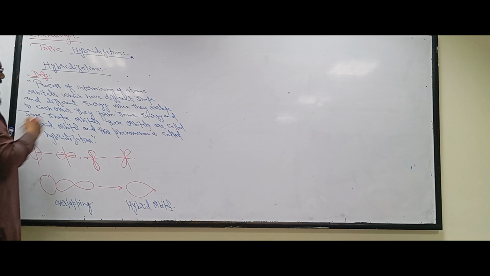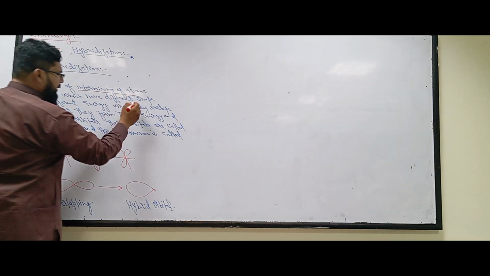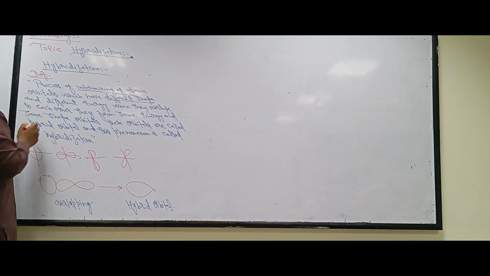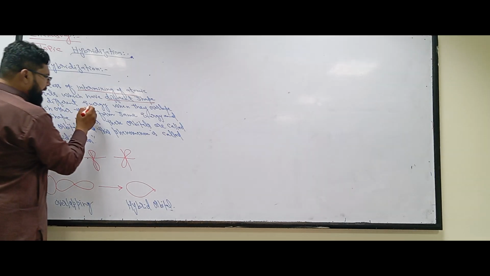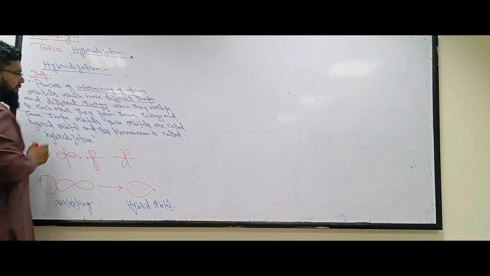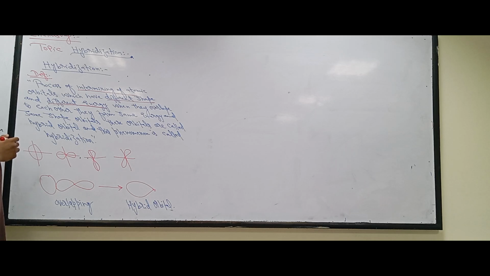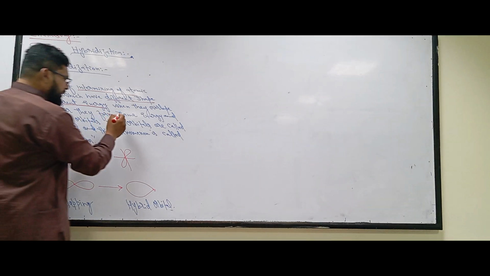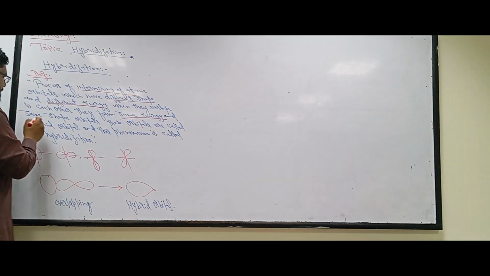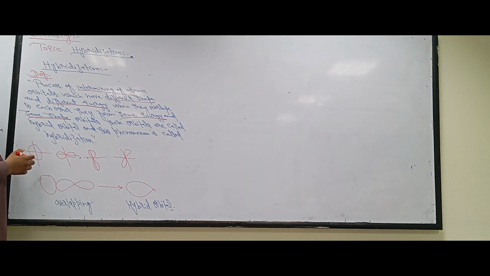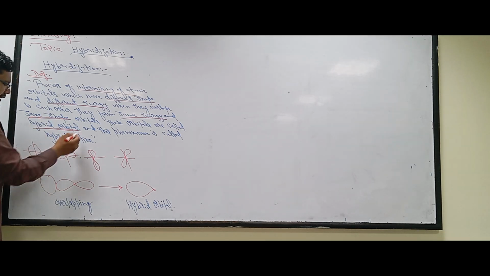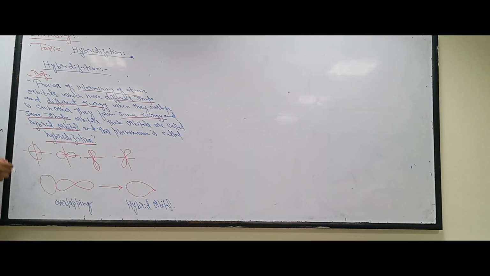Process of intermixing of atomic orbitals which have different shape and different energy. When they overlap with each other, they form same energy and same shape orbitals. These orbitals are called hybrid orbitals, and this phenomenon is called hybridization.